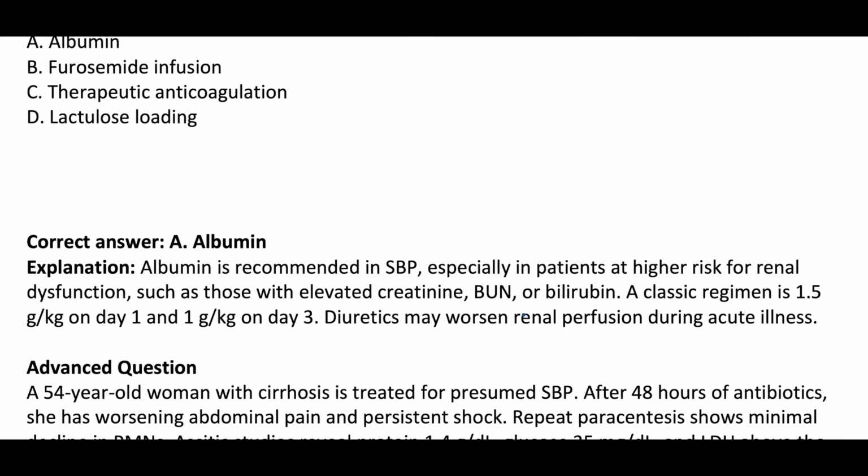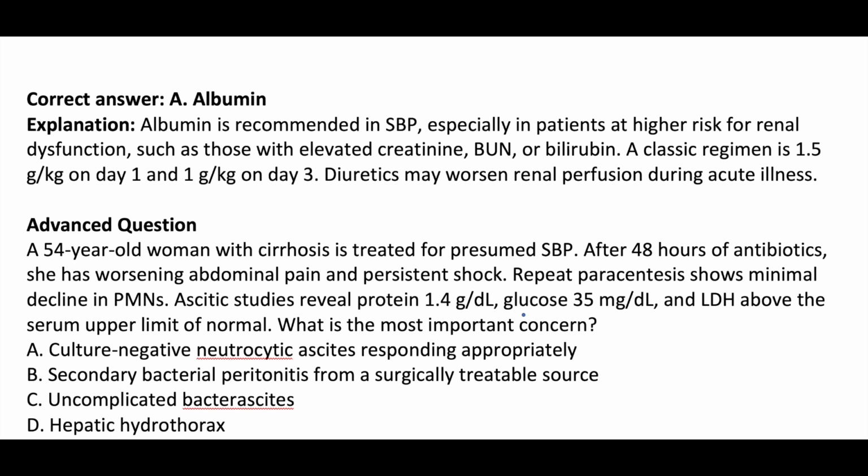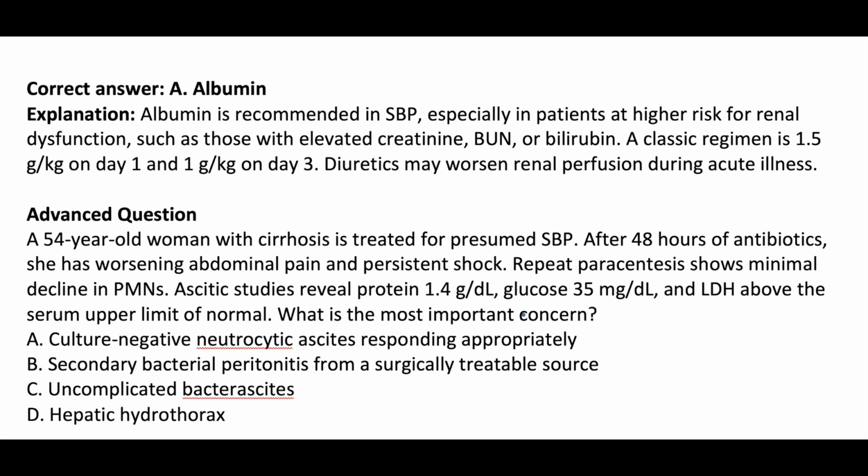All right, last question. A 54-year-old woman with cirrhosis is treated for presumed SBP. After 48 hours of antibiotics, she has worsening abdominal pain and persistent shock. Repeat paracentesis shows minimal decline in PMNs. Ascitic studies reveal protein of 1.4 grams per deciliter, glucose of 35 milligrams per deciliter, and LDH above the serum upper limit of normal. What is the most important concern?